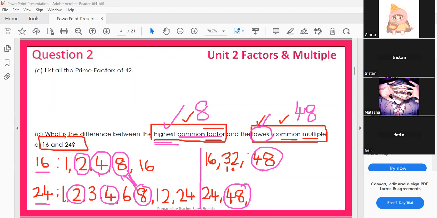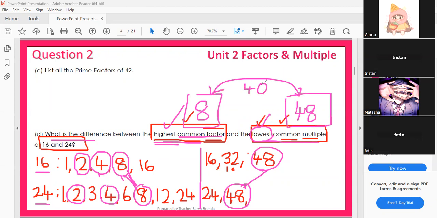Nampak? And the question is asking, what is the difference between this and this? Do you understand now? So the highest common factor you must find, the lowest common multiple you find, and then you find the difference between these two. And the answer would be 40.